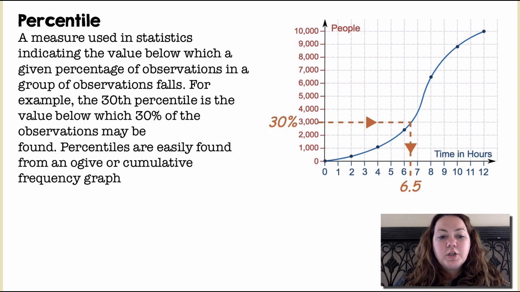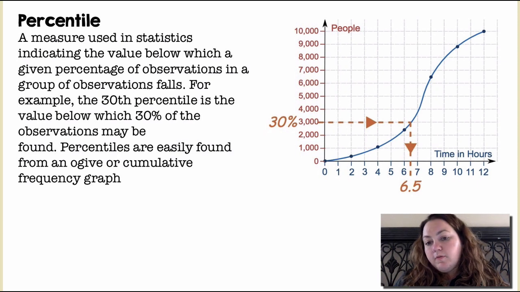Percentile is a measure used in statistics indicating the value below which a given percentage of observations in a group of observations fall. For example, the 30th percentile is the value below which 30% of the observations may be found. Percentiles are easily found using an ogive or a cumulative frequency graph.